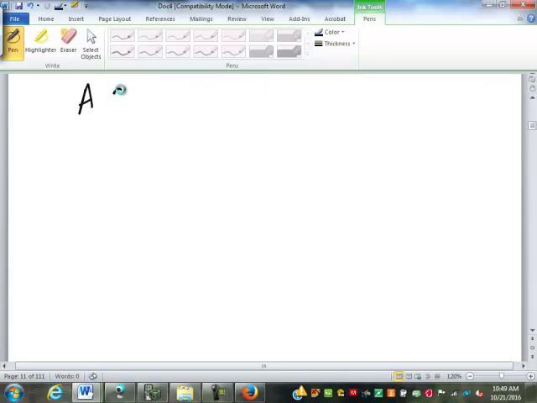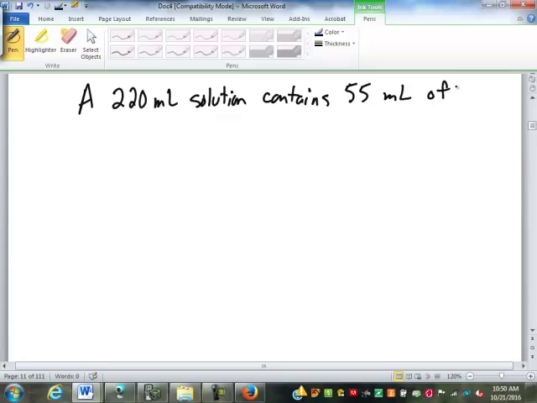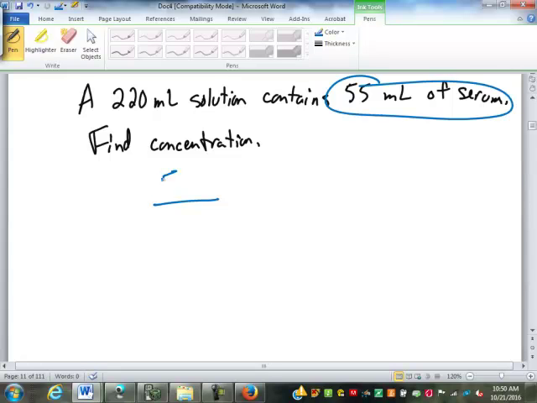So let's say we have a 220 milliliter solution contains 55 milliliters of serum. Find the concentration. This one's pretty straightforward. What's going on top? 55 milliliters of serum. Yes, 55 milliliters.